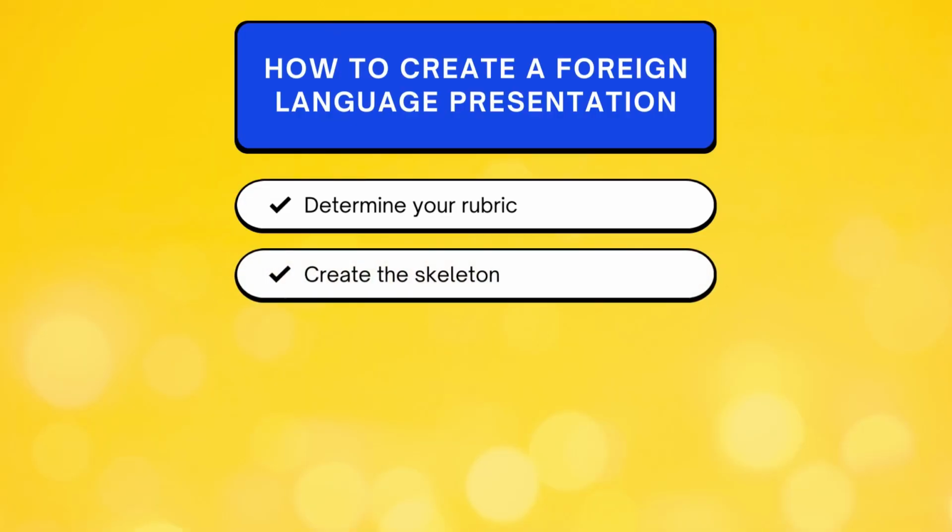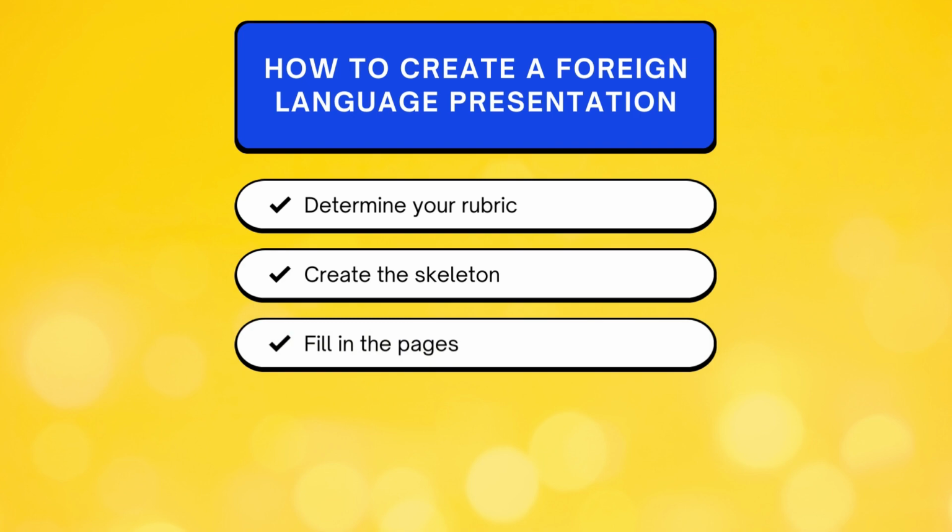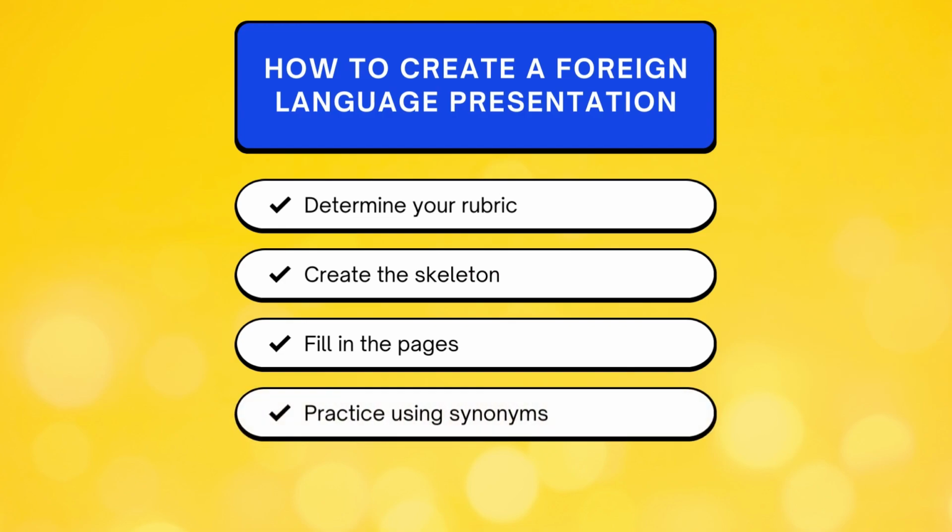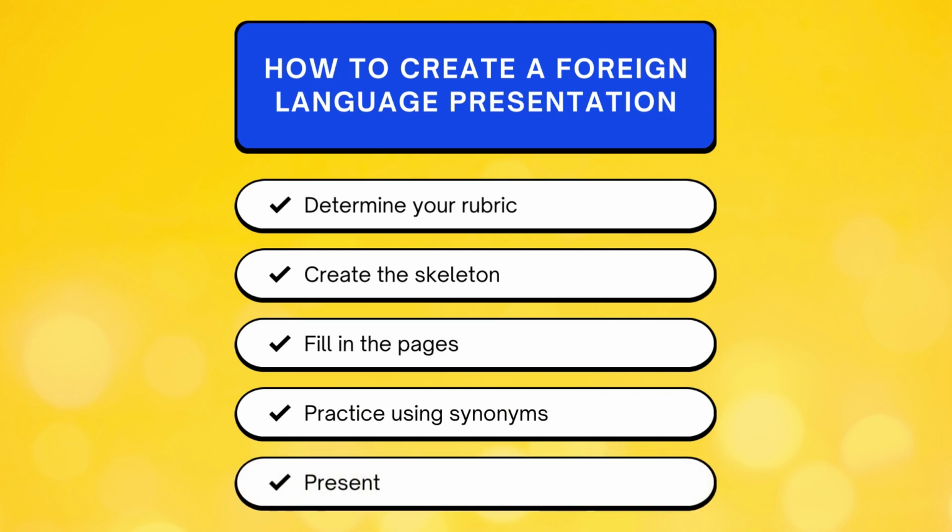Then we're going to create the skeleton of the presentation to give it form, to give it a main idea. Next, we're going to fill out the pages that we created in that skeleton and flesh it out with information, with vocab words, with useful points that you can refer to. Then we're going to practice this presentation using synonyms. The final step is to present your presentation that you've worked so hard on. So I'm going to walk you through a few of these steps and give my best advice in order to get the most out of this presentation.